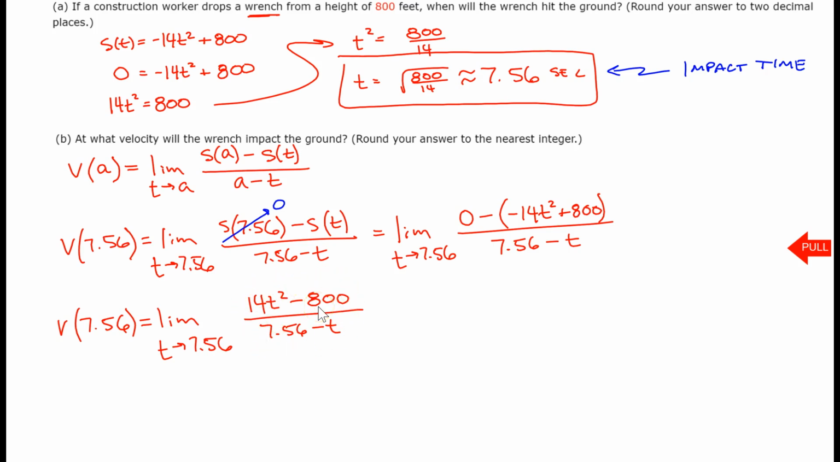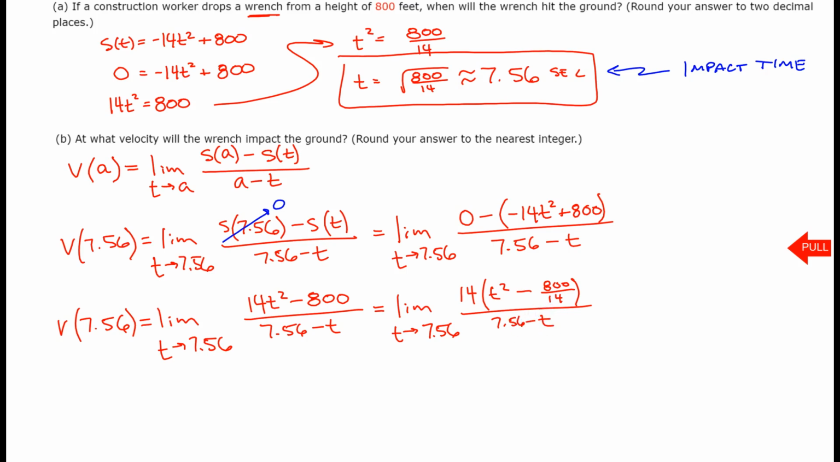And I'll tell you, this is the tricky part, which I think you might not find intuitively obvious. So I'm going to continue with my limit statement here, and I'm going to factor out a 14. Well, I don't know what 800 divided by 14 is, so I'm just going to write it as 800 divided by 14. We'll throw in decimals here in a minute. Then I still have to divide that by 7.56 minus t.